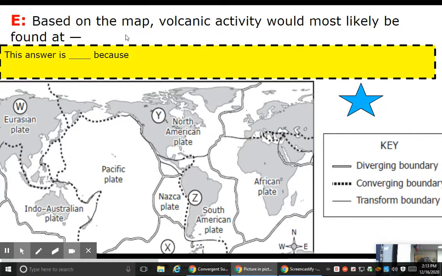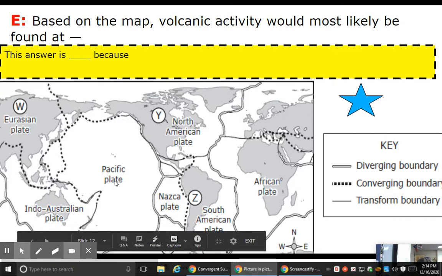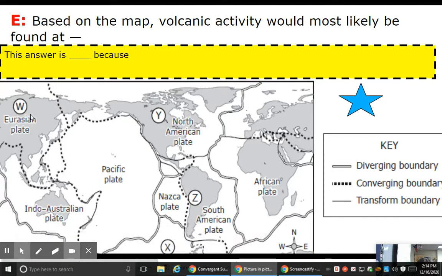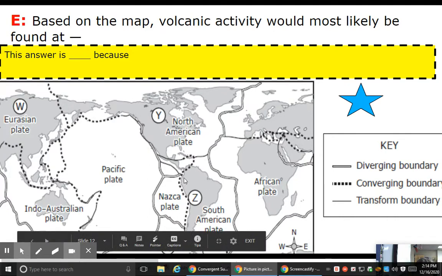For the exit today, based on the map, volcanic activity would most likely be found at what location? W, Y, Z, and X. So if you're analyzing area W, you can see there's no boundary there. We understand that volcanic activity is always going to happen at a boundary. Here, this is just on North America plate. There's no boundary here.